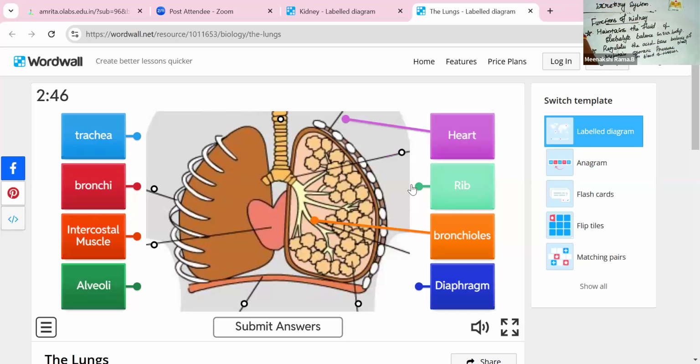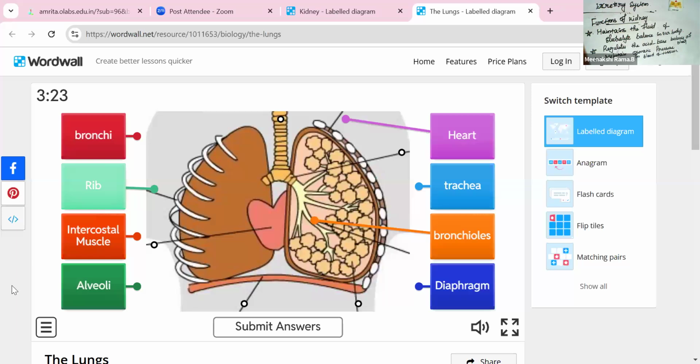Where is the rib part? Yes, this green colored part is the rib part. Do you know the rib part? Is this right or wrong? Anybody answer? The heart part, and then the rib part, and then the bronchial part. I selected 3 parts. Okay.